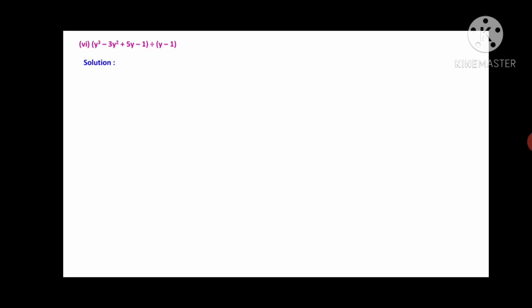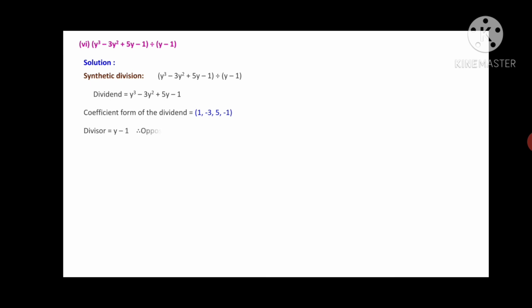So friends, let us start with the synthetic division method, wherein it is given that y cube minus 3y square plus 5y minus 1 divided by y minus 1. So here the dividend is y cube minus 3y square plus 5y minus 1, and the coefficient form of this dividend is 1, minus 3, 5 and minus 1. The divisor is y minus 1, and the opposite of minus 1 is 1. So in the first row we write 1, minus 3, 5 and minus 1. To the leftmost is written the opposite of minus 1, which is 1. In the last row you write 1 taken as it is.